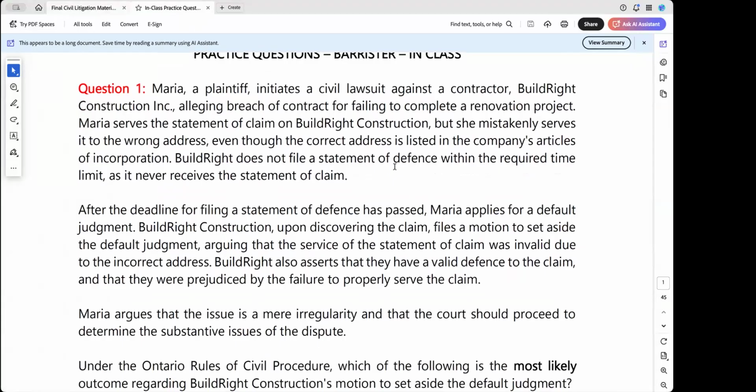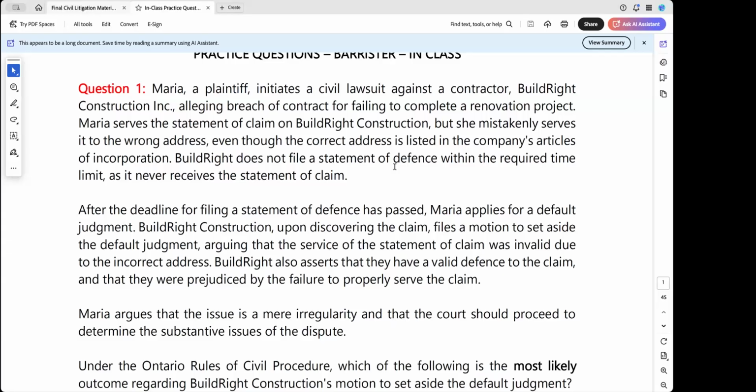Question number one. Maria, a plaintiff, initiates a civil lawsuit against a contractor, Buildright Constructions, alleging breach of contract for failing to complete a renovation project. Maria serves the statement of claim on Buildright Constructions, but she mistakenly serves it to the wrong address, even though the correct address is listed in the company's articles of incorporation.